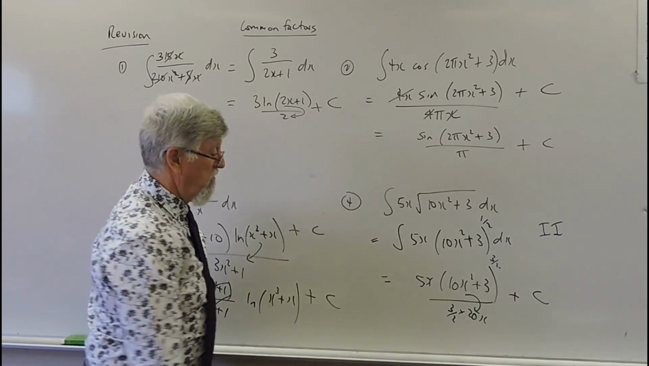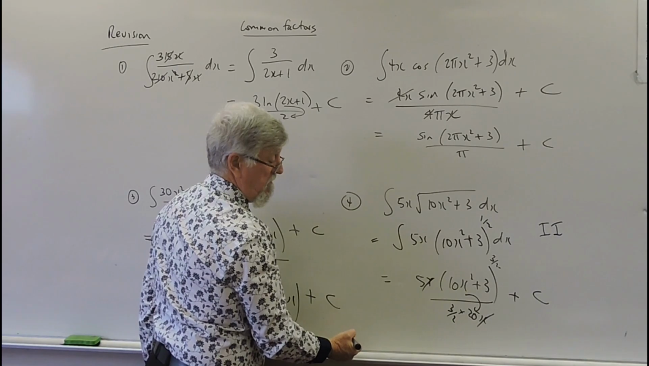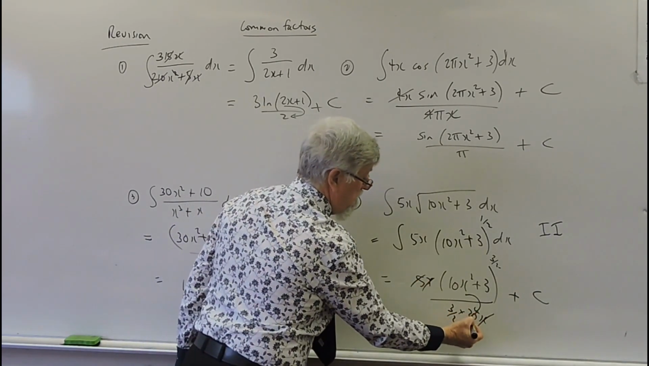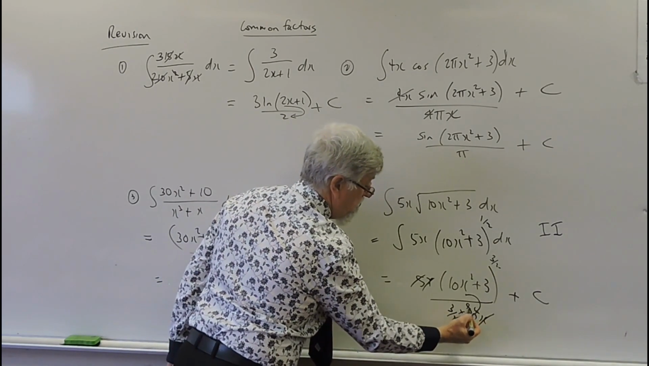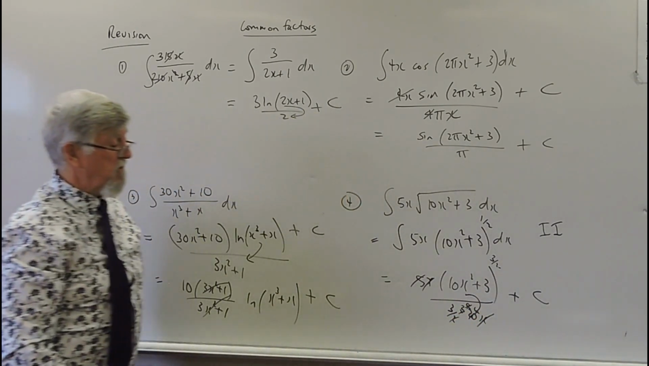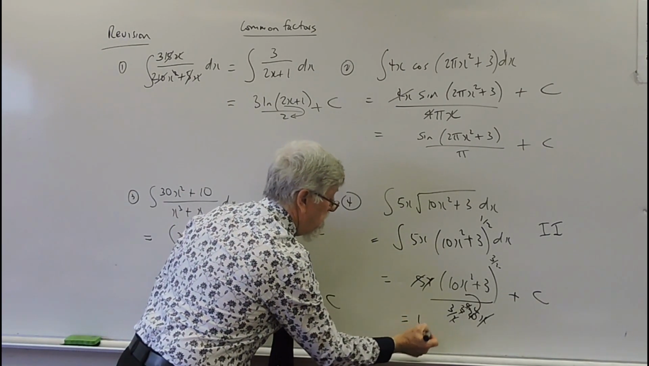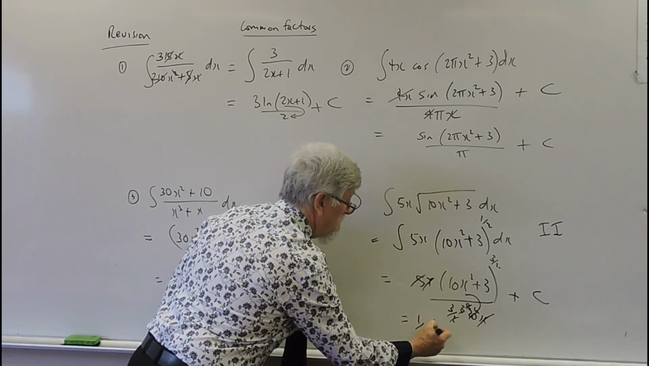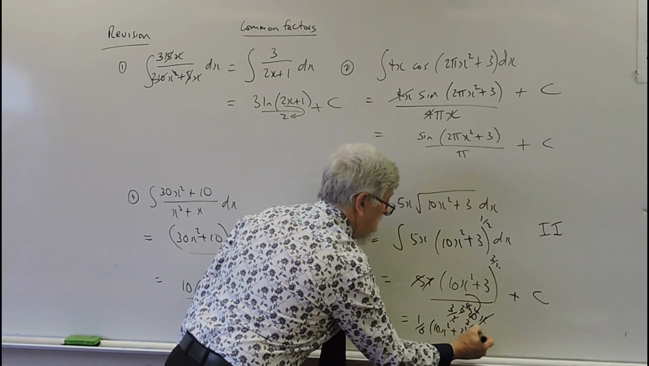So what can I do now? Cross out the x's, cross out the 5, cross out the 4 with the 2. So what's on the denominator? 6. So it's really a sixth of 10x squared plus 3 to the power of 3 on 2, plus c.